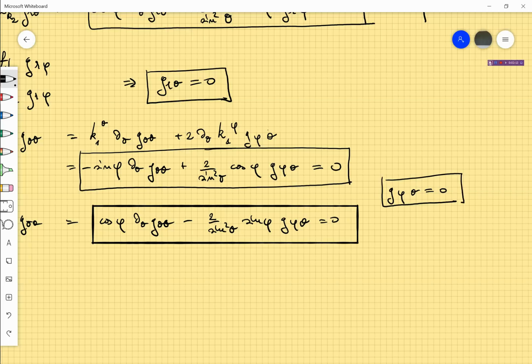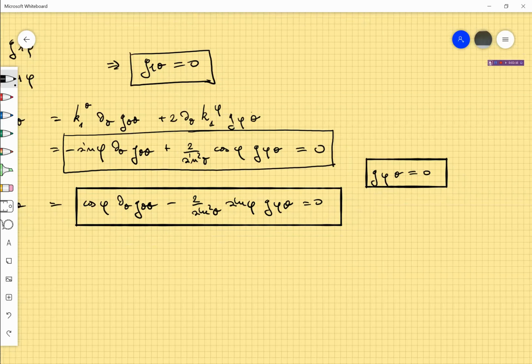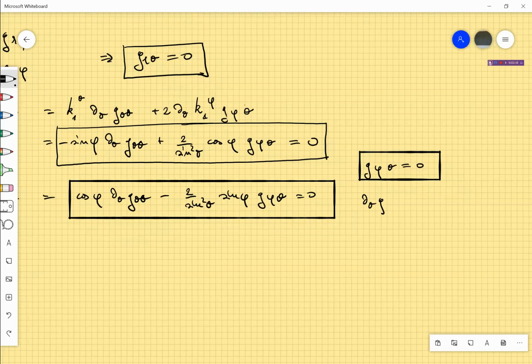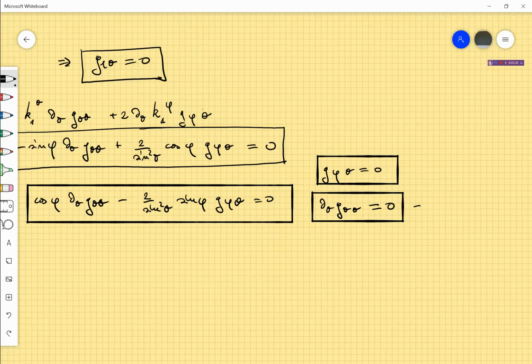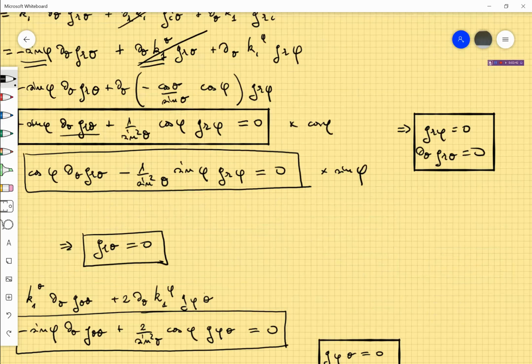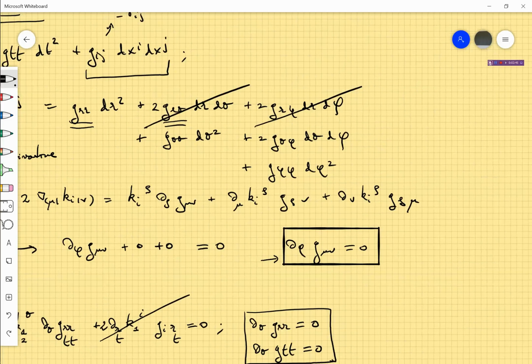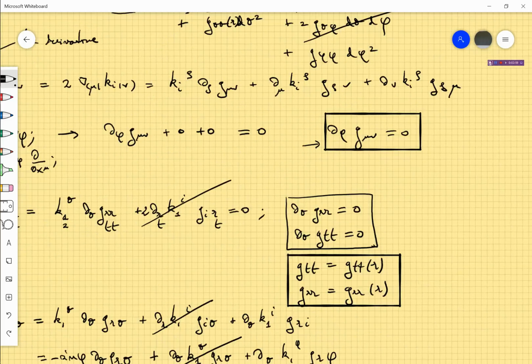But then if g phi theta is 0, you plug this back into any of these two equations, and you find that g theta theta is theta independent. It's also a function of r only. Let me write this explicitly. Okay, let me come back here where we had all the list of the components. So this one vanishes as well. We prove that this is only a function of r, and this is only a function of r. So it only remains to study g phi phi.